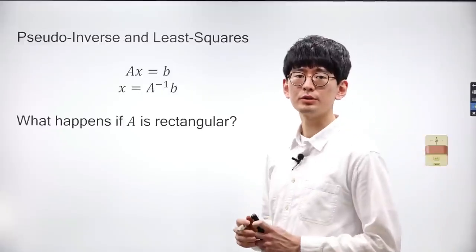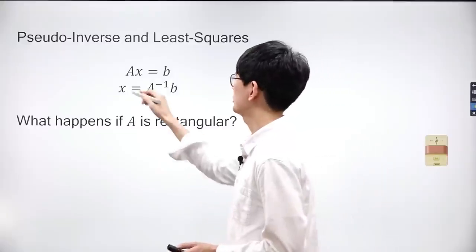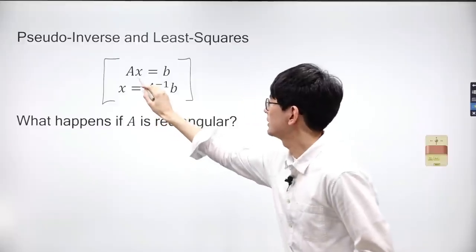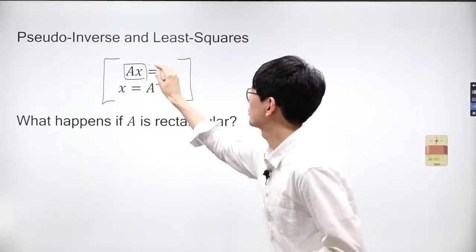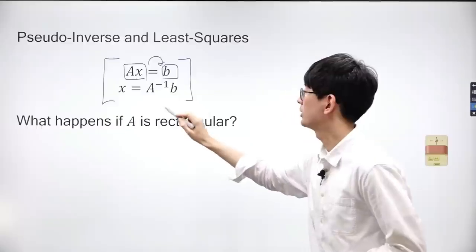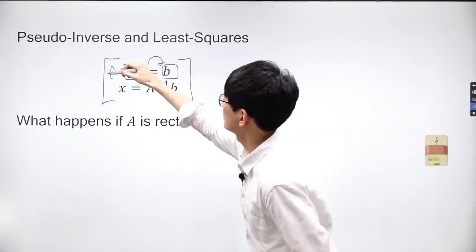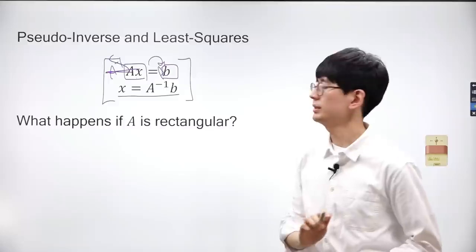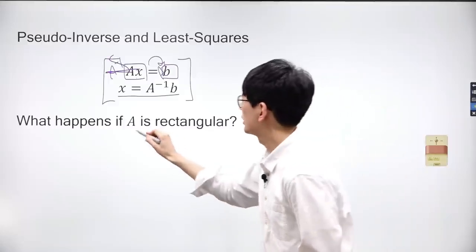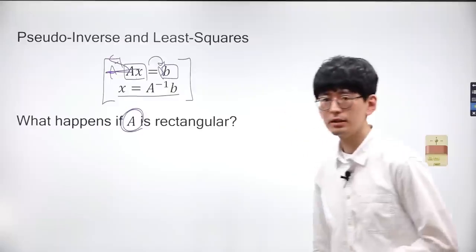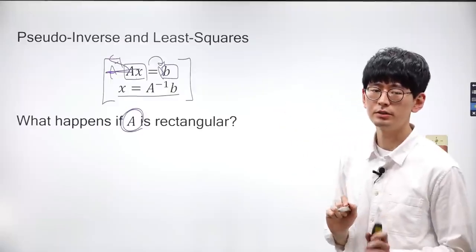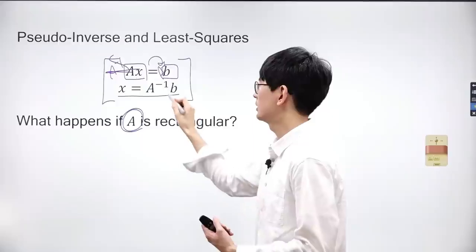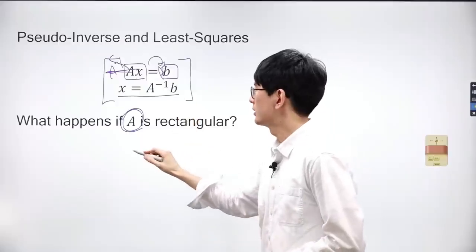The last topic we'll cover today is the pseudo-inverse matrix. Let's consider a matrix A and a vector b, where their relationship is represented by a matrix vector multiplication. If we multiply both sides of the equation by the inverse of matrix A, we get x equals A inverse times b. However, if A is a rectangular matrix, then the rank of A is less than n. Consequently, the matrix doesn't have an inverse.